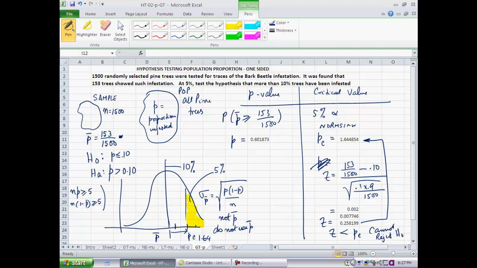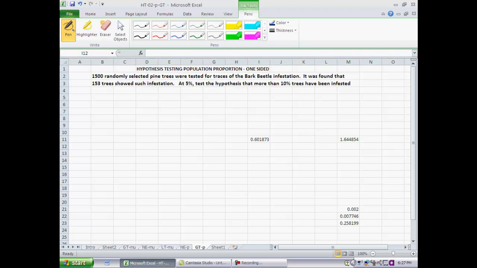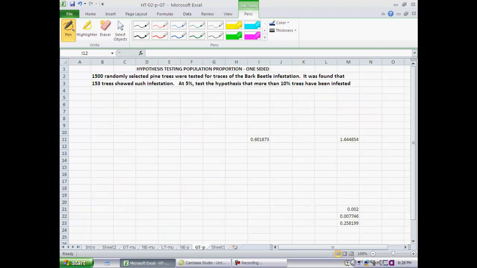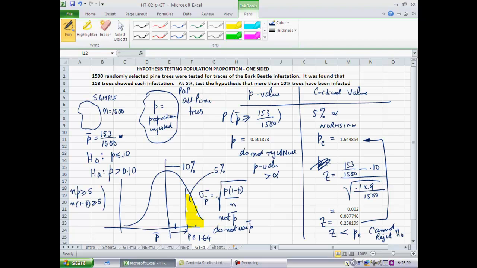So my conclusion is, do not reject null. Why? Because the p-value is greater than alpha. I'm willing to accept only a 5% chance of making a type 1 error, but what the 60% is telling me is if the null were true as an equality, there is a 60% chance that I would be observing a sample mean of 153 over 1500 or higher. That's too high a chance, way higher than 5%. I'm not willing to take that risk, so I conclude there's not enough evidence to reject the null.